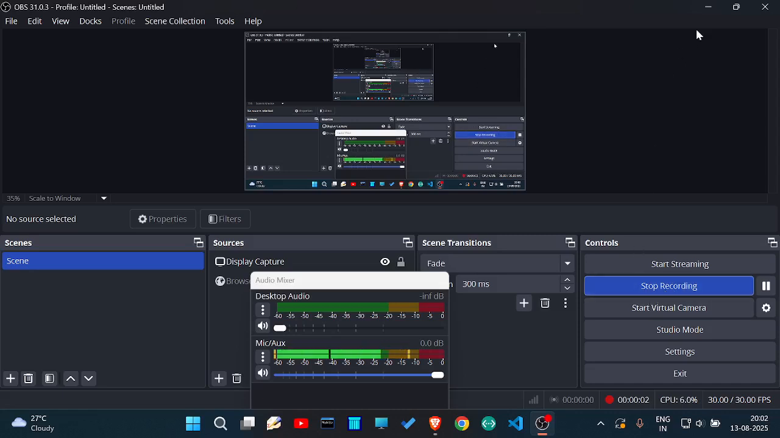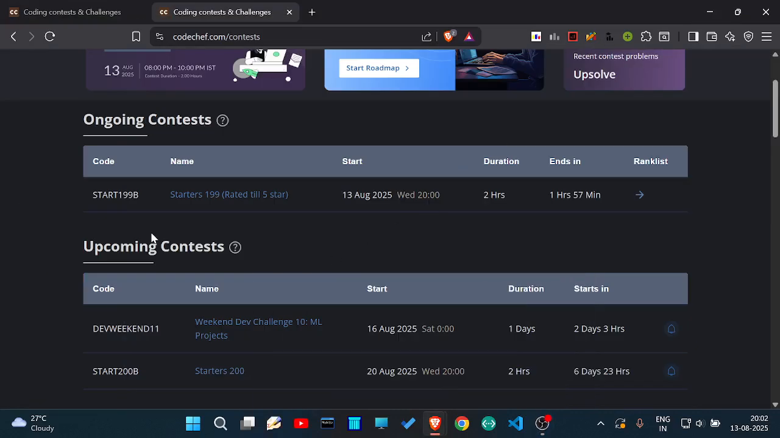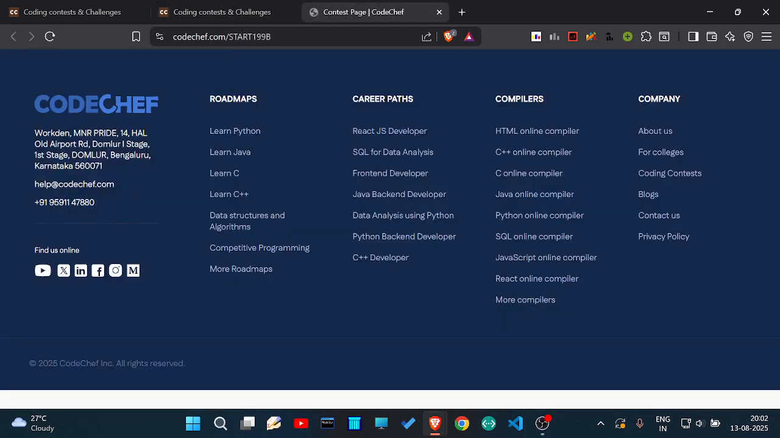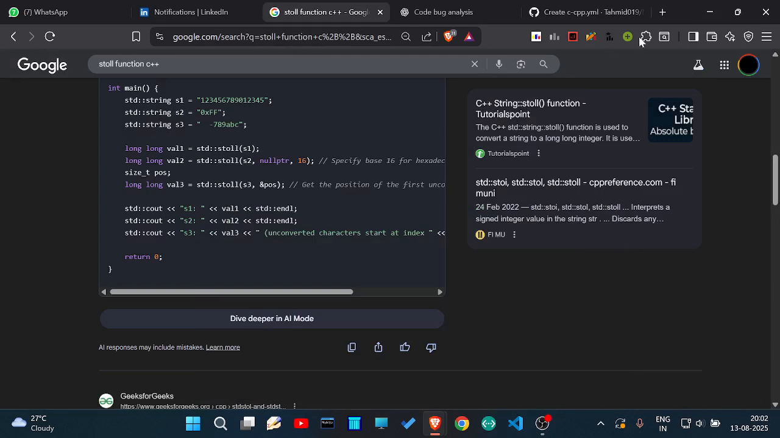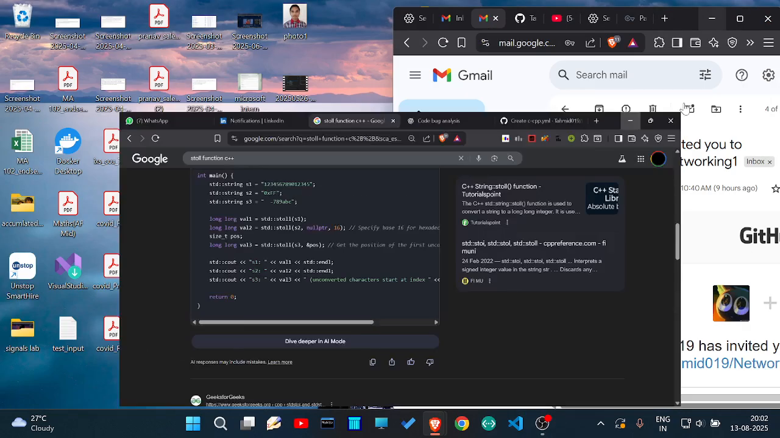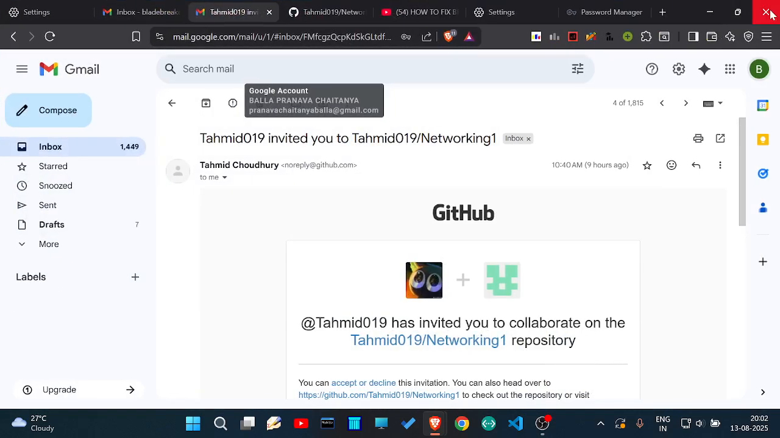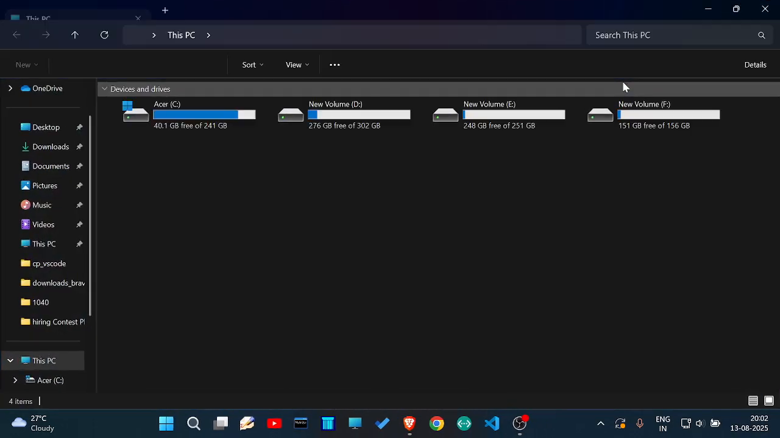So today we have the CodeChef contest, and let's try to attempt the contest. So we are here with the CodeChef contest. Okay, so it's 199 starters. Let's do a few things. Set up the folder structure first of all.